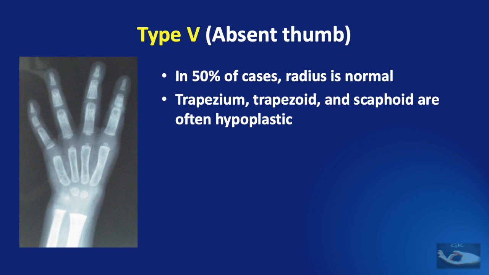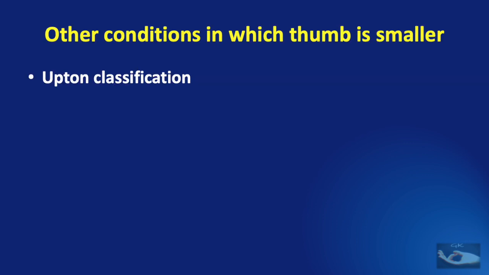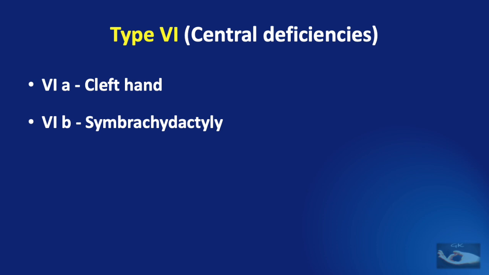In 50% of the cases, the radius is normal, but the trapezium, trapezoid and scaphoid are often hypoplastic. Upton noted that the thumb is smaller or hypoplastic in many other conditions, and he gave a classification for this. He added this classification to the existing Blauth classification. So according to Upton, type 6 refers to central deficiencies and is further subclassified into type 6A, which refers to the typical cleft hand, and type 6B, which refers to the atypical cleft hand or symbrachydactyly.